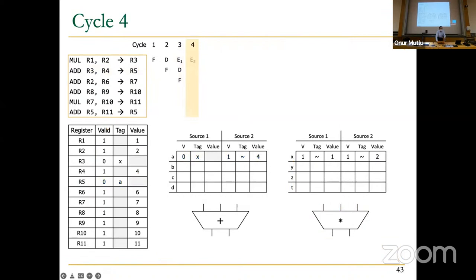Let's do cycle four. Cycle four, multiply, the first multiply is happily executing over here. It's not finished yet because it takes six cycles. Add in this reservation station waits. Reservation station A waits because one source is not valid, as you can see. So there's some logic that keeps checking whether the instructions are ready, and there are no instructions ready, so you cannot schedule any, you cannot dispatch an instruction to the functional unit.